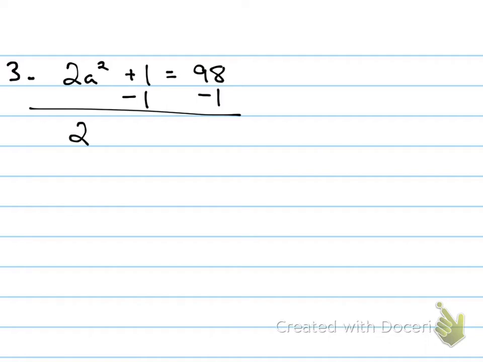Okay. 2a squared plus 1 equals 98. Solve for a. All right, what do I do first? Subtract 1. 2a squared equals 97. What do I do now? Divide both sides by 2. A squared equals 48 and a half. Yes.